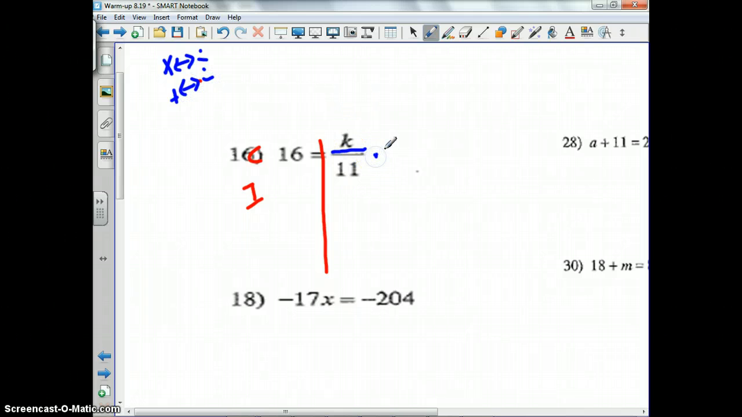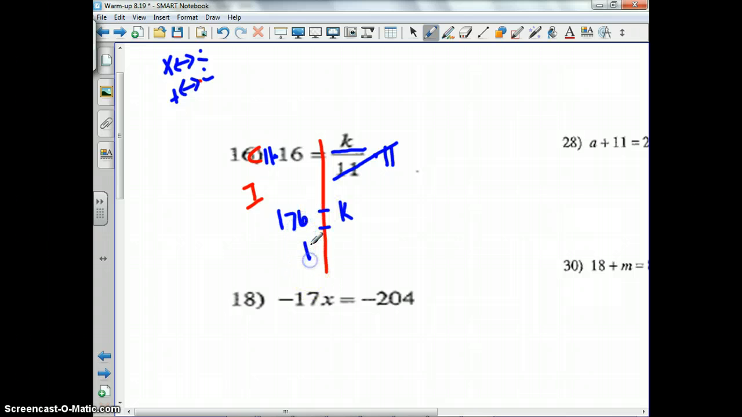So we're going to multiply both sides by this 11. Just like that. Now, we know that this cancels because 11 divided by 11 makes just 1k, which is what we wanted, 1k. And then 16 times 11 is 176.